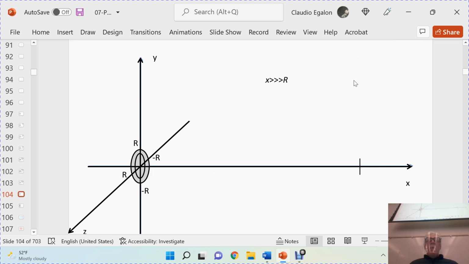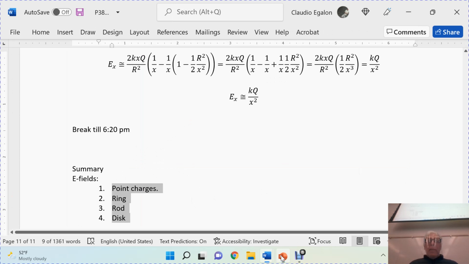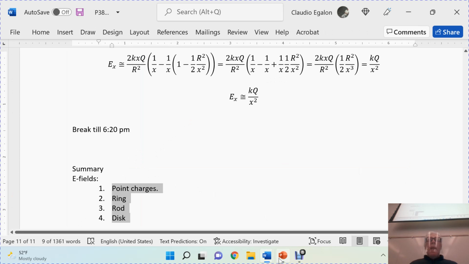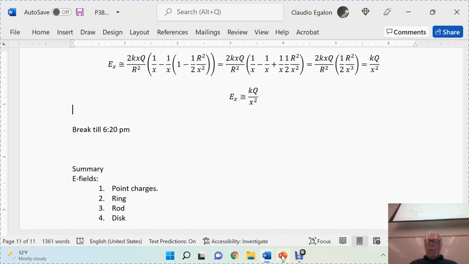Okay, when x is much greater than r, this disk here behaves just like a point charge because it has a net charge q. That's what we obtained mathematically, right? Kq over x squared, point charge. Every object that is electrically charged, that has a non-zero electric charge, has this type of behavior. Very far away from the object, you are going to get a point charge behavior.